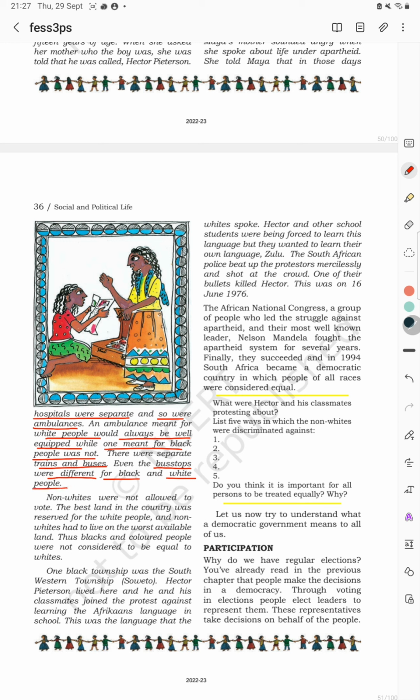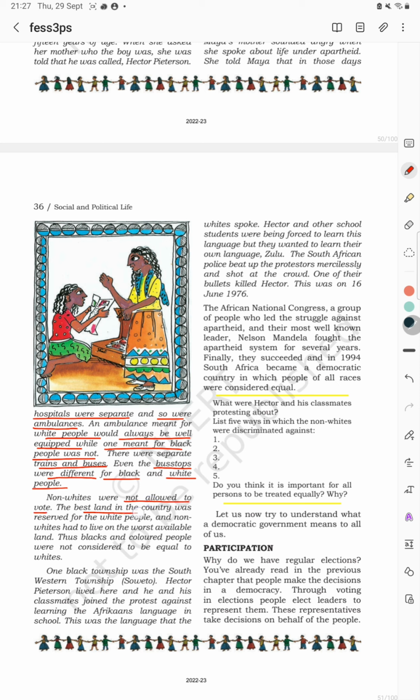Are you getting my point? Basically, in South Africa, there were different races, and there were apartheid laws, meaning there were separate laws for the separate races. They were not allowed to mingle with each other. There were separate public services for each race. There were separate hospitals, ambulances, trains, and bus stops for white and black people. So non-whites were not allowed to vote.